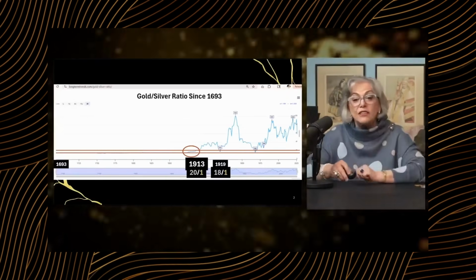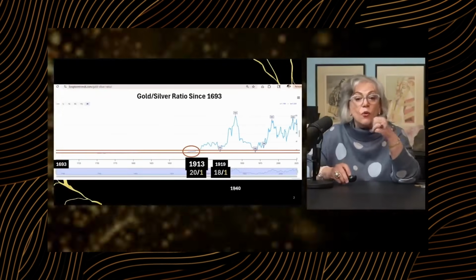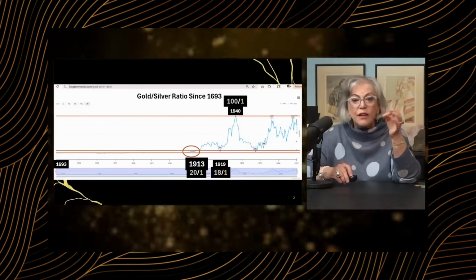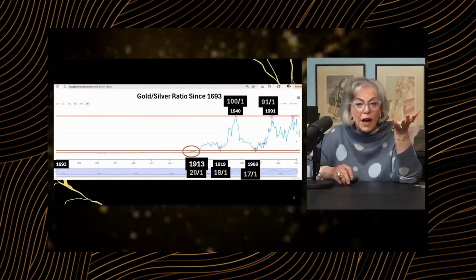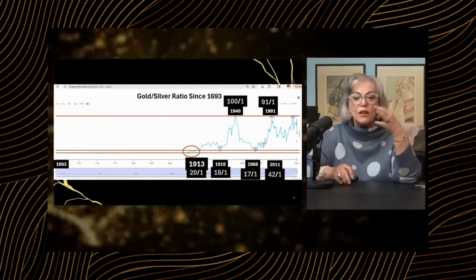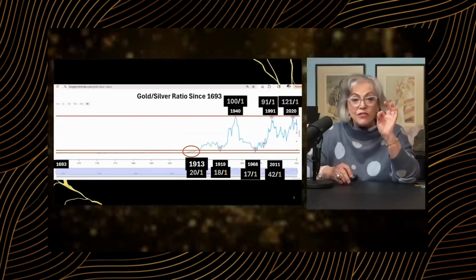But let's look at this more closely, because you can look on this chart and you can see when it hits a bottom and also when it hits a top. So 1940, that ratio was 100 to 1. And then, of course, it drops back down to 17 to 1 and then back up. Right? And testing 91 to 1, etc., and on. And we're going to look at this more closely just so you can see these patterns and how they've shifted.